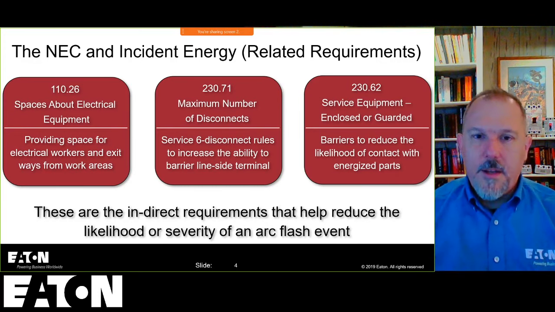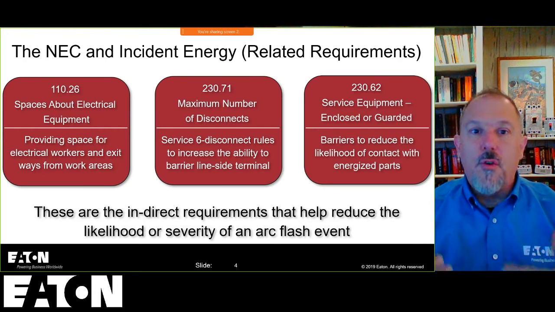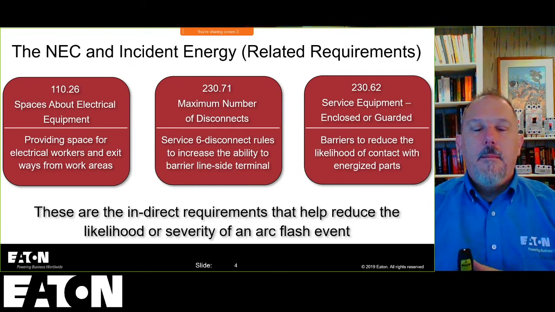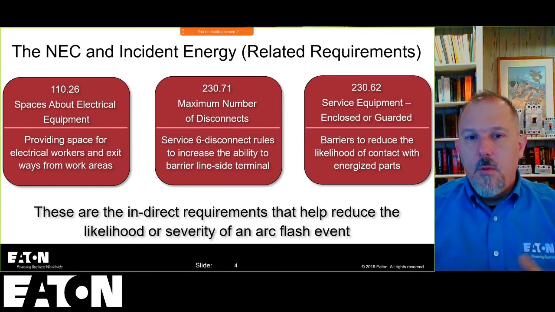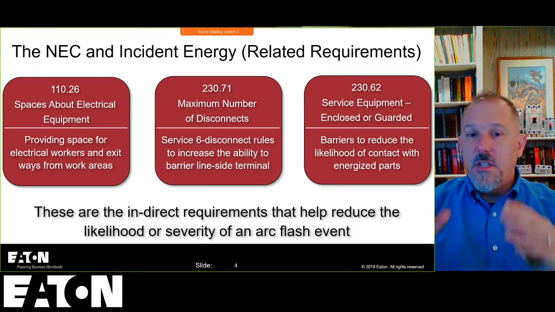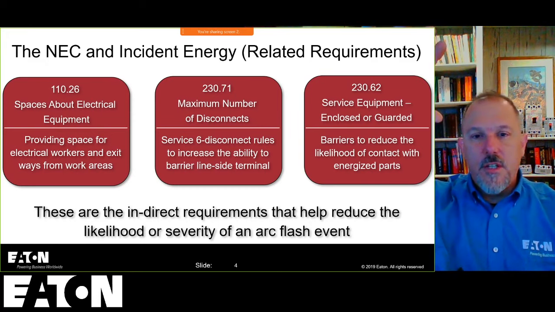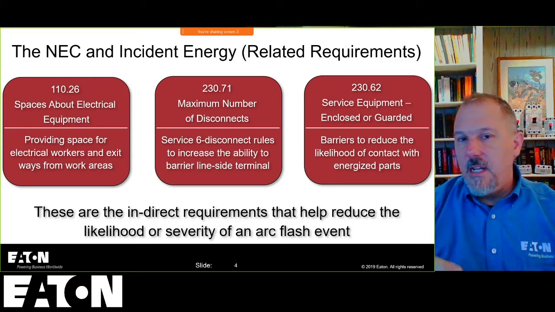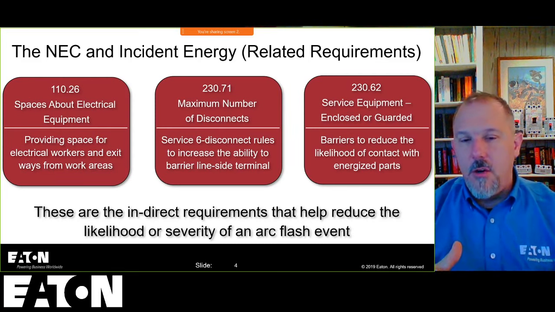Primarily, you need working space, and if I give you enough space, it'll reduce the likelihood of you falling in or dropping something into your equipment. Maximum number of disconnects is changing, permitting me changing the 6 disconnect rule, removing all 6 disconnects. You're no longer going to see a panelboard with 6 disconnects inside for service entrance equipment. That's promoting more service entrance mains. And I think that if you're in the instantaneous region of that breaker or fuse, the likelihood of line side propagation is lower.